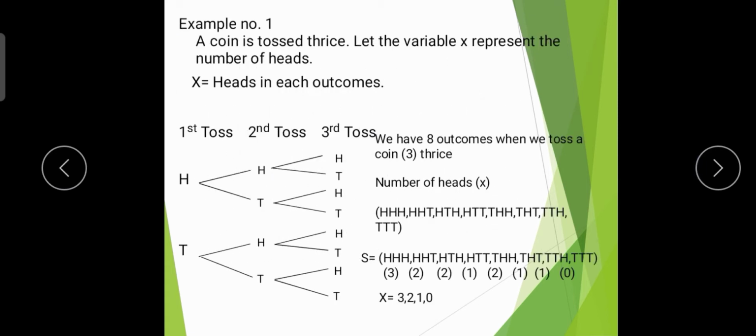So, example number 1. A coin is tossed thrice. Let the variable X represent the number of heads. X will be the heads in each outcome.